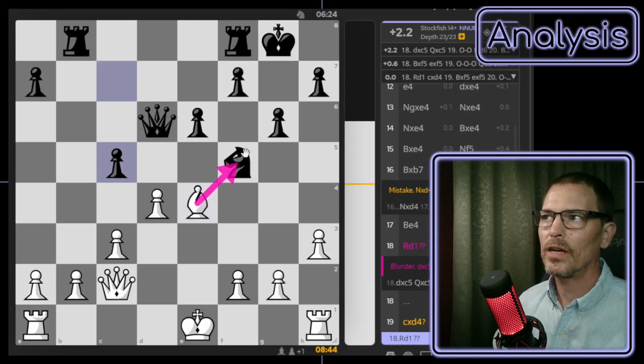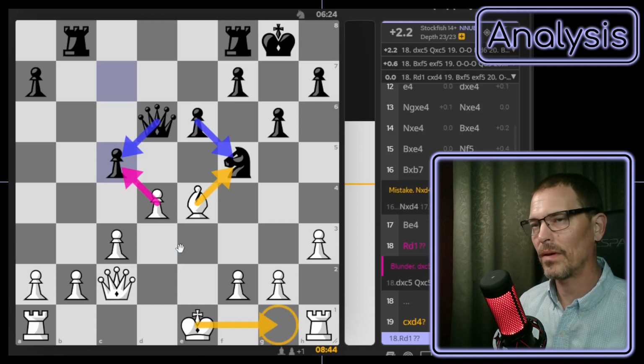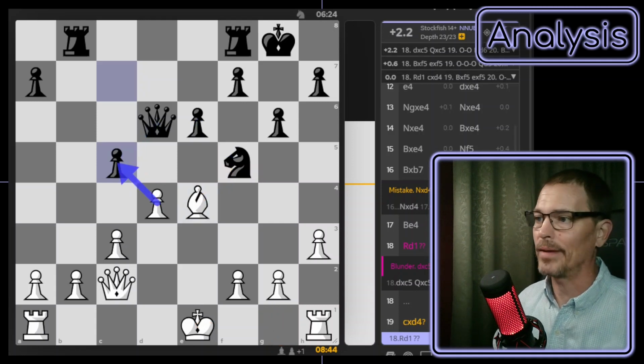It says if I took here, they would take back with the e-pawn as I suspected, and then my best move would be to castle queenside. Yeah, see, I thought I would take there, they would take there, then I would take here, and they would take there, and then I would castle kingside. And they would have, okay, I don't know why that's better. Oh, sorry, I don't know why it's better.